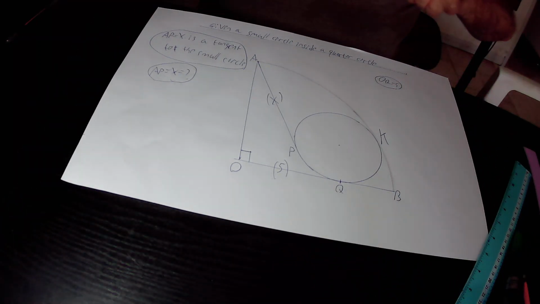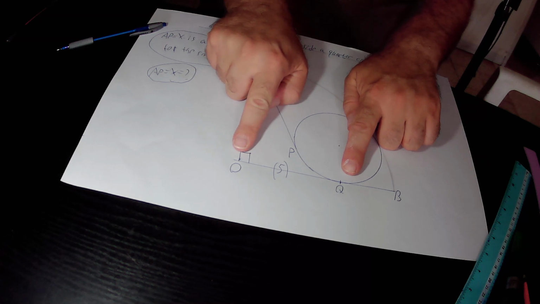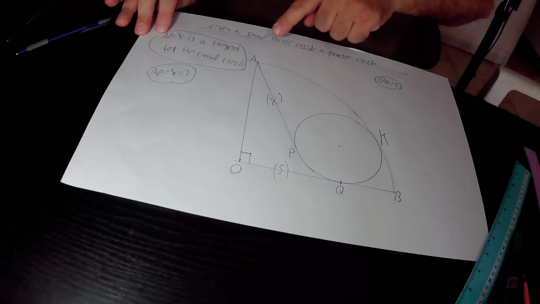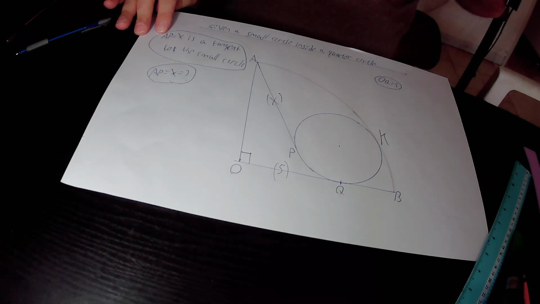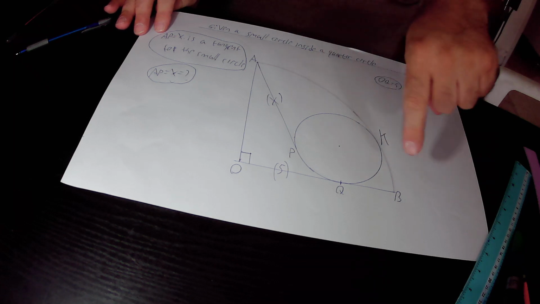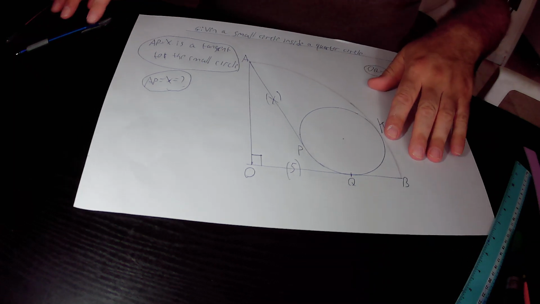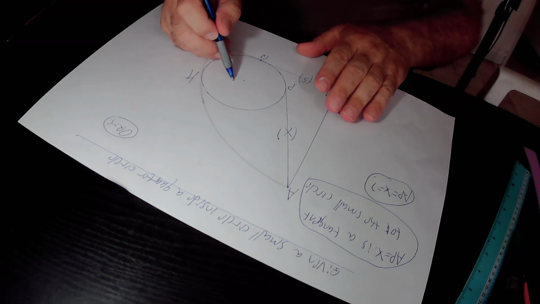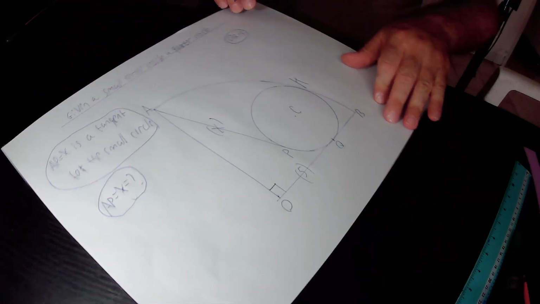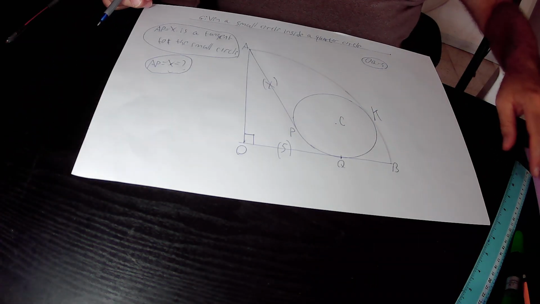We also know that line segment OQ is equal to 5 units in its length. Again, our mission is to find the length of tangent AP that is equal to x. We have to find the value of x. So first of all, we define the center of this circle. This point is point C. And we will join points C and Q together by a straight line.